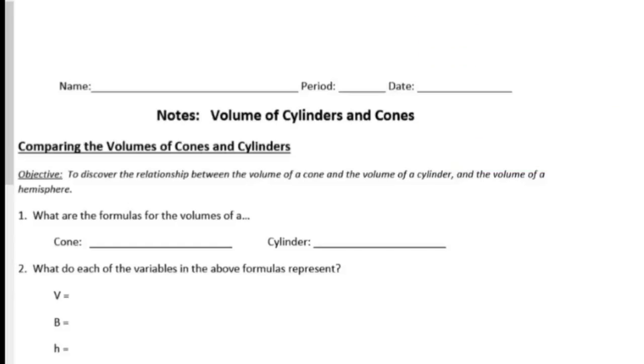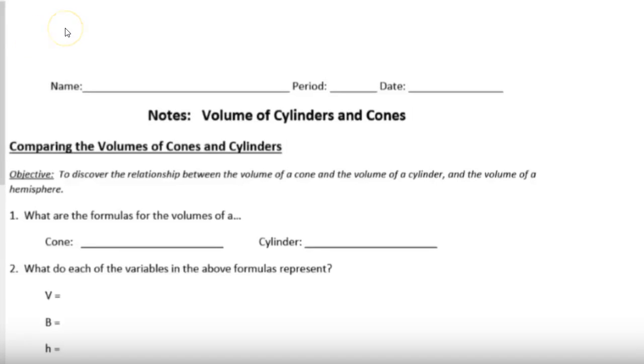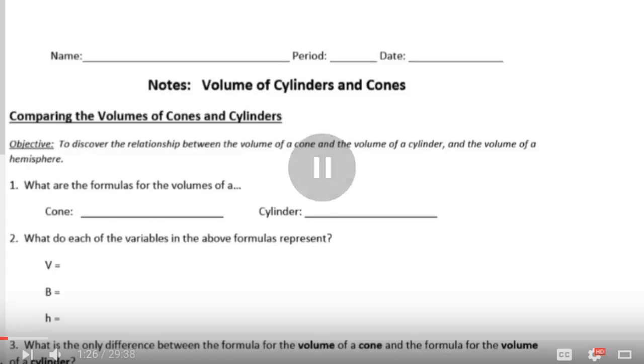I had to do that. Now, let's write this down. This says, comparing the volumes of cones and cylinders, our objective is to discover the relationship between the volume of a cone, the volume of a cylinder, the volume of a hemisphere.